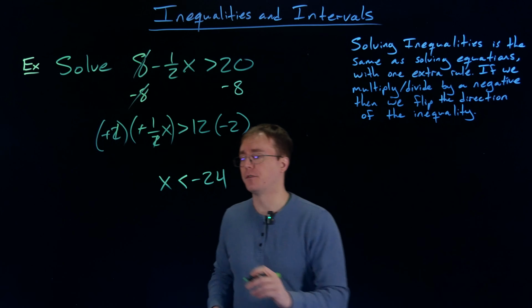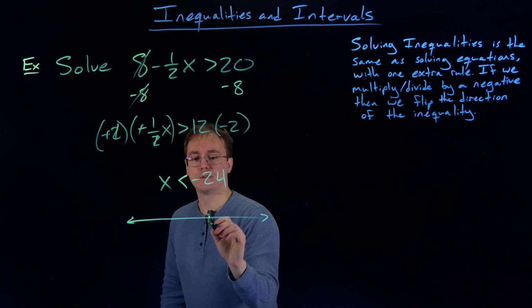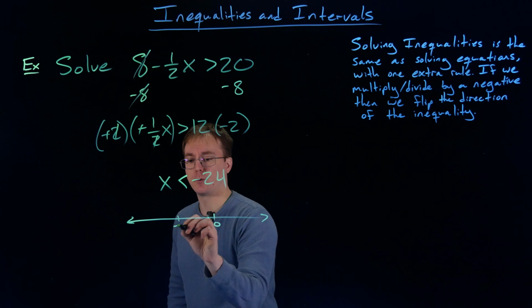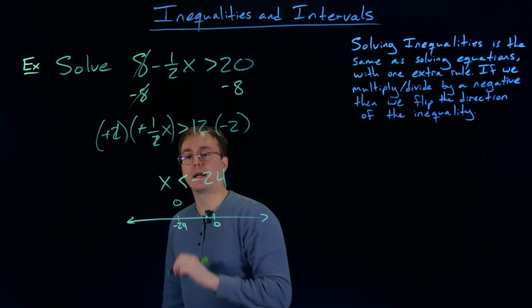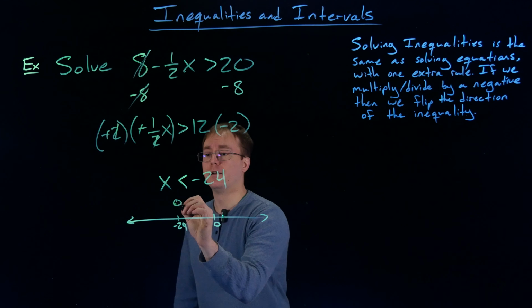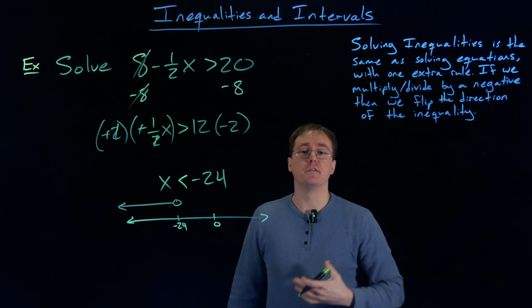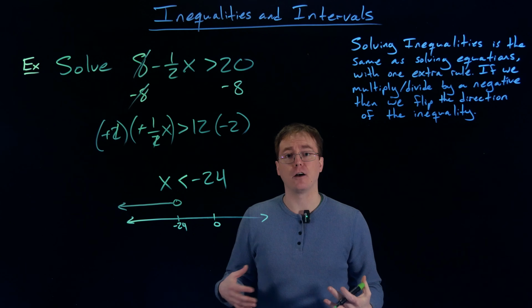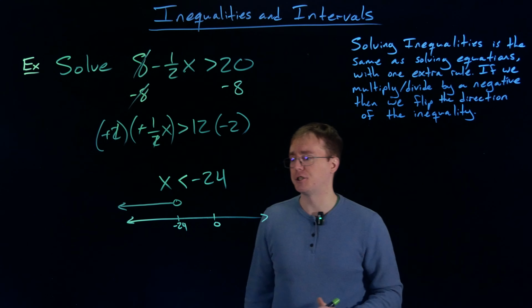We can visualize that on the number line. So 0 is there, negative 24 is to the left of 0 over here. We can't include our right endpoint of negative 24, but we can include every point to the left of it. And so that is what the visualization of our interval of x values is going to look like on the number line. And then to really finish it off, we can use interval notation.